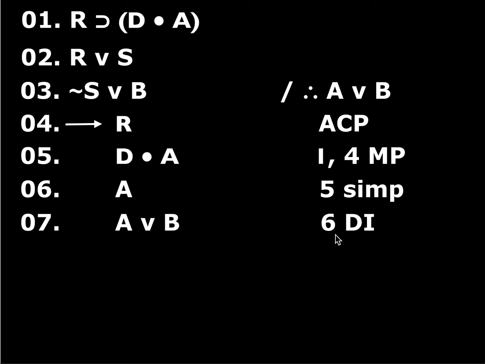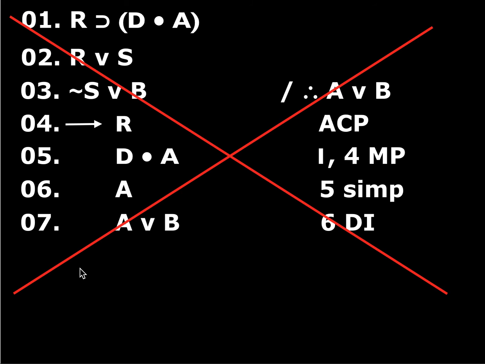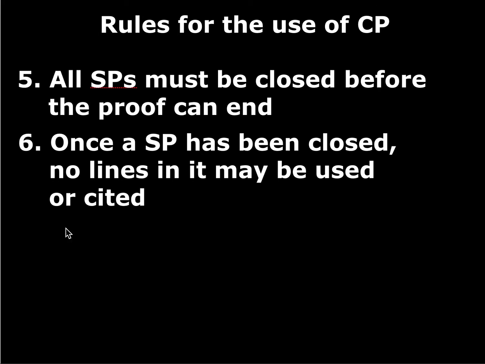Okay. No. Why is this bad? Because you started a subproof, but you didn't end it. You didn't close the subproof. So that's bad. Red X. You can't do that. Before your proof is finished, you have to close all of the subproofs that you have. And rule 6: once you've closed a subproof, you can't cite individual lines inside that subproof anymore.